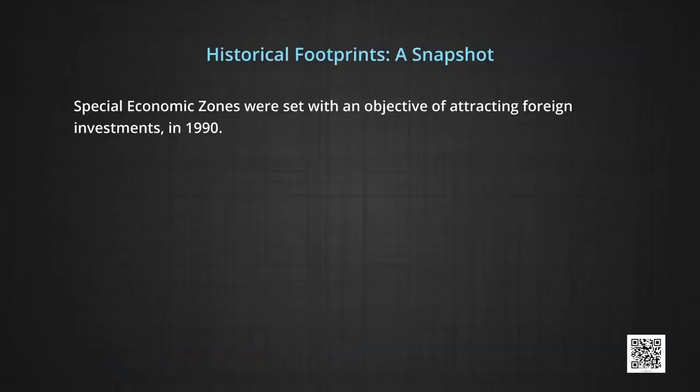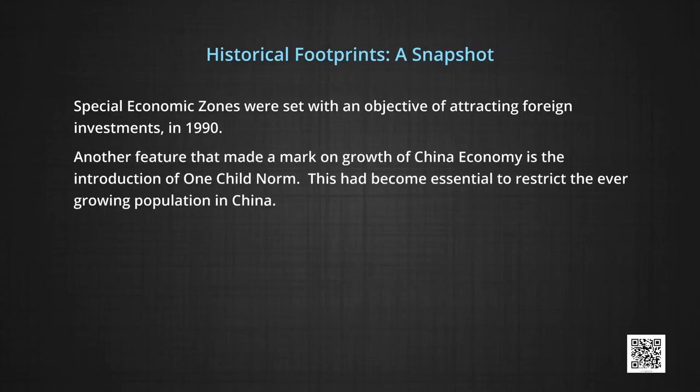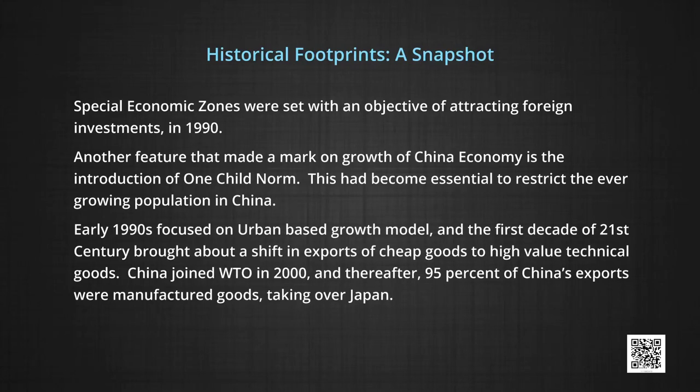Special economic zones were set up with an objective of attracting foreign investments in 1990. Another feature that made a mark on growth of China is the introduction of one-child norm. This had become essential to restrict the ever-growing population in the country. Early 90s focused on urban-based growth model, and first decade of 21st century brought about a shift in exports of cheap goods to high-value technical goods.